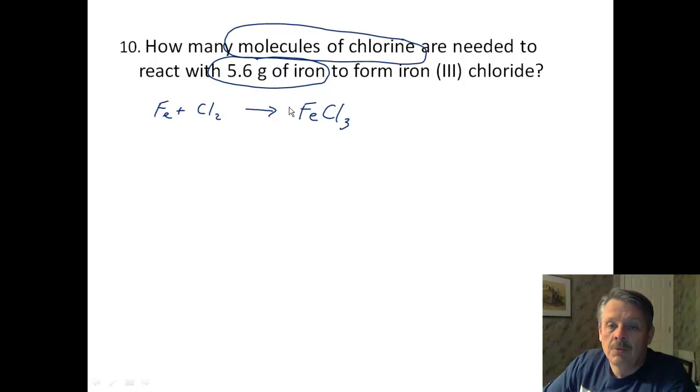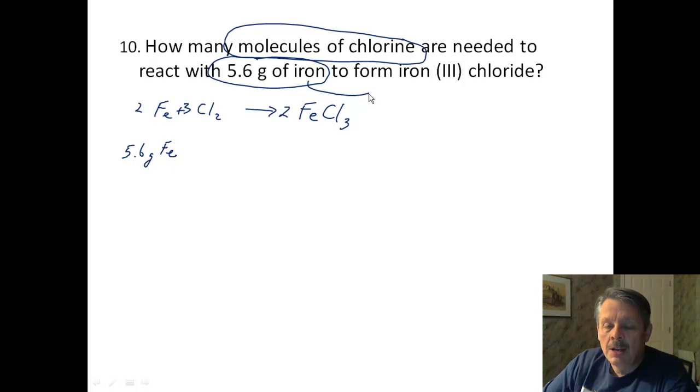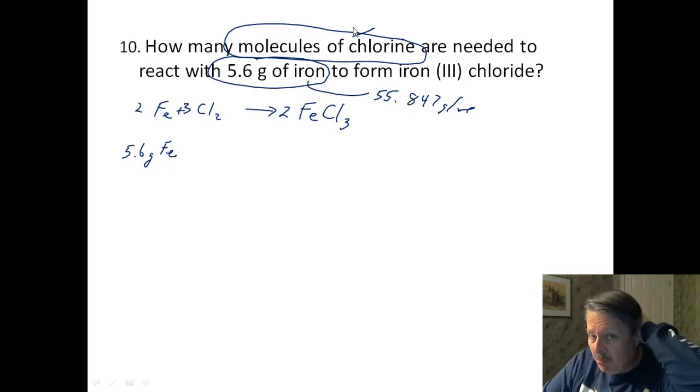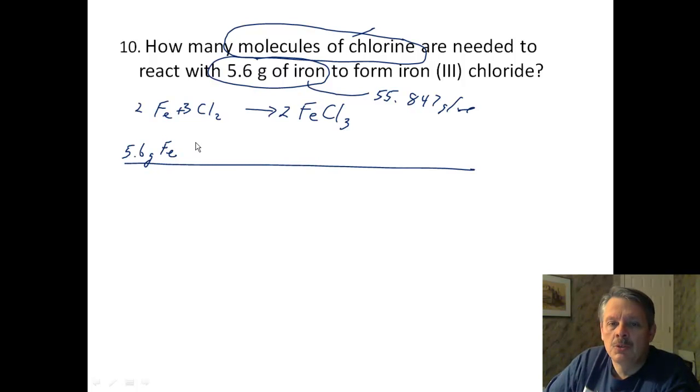Okay, well I've got a 3 and a 2 for chlorine, so I put a 2 there and a 3 there, which means I need 2 irons. So there's my balanced chemical reaction. And I start with 5.6 grams of iron. So I'm going to have to look up iron and see how much it weighs. If I look it up on the periodic table, iron weighs 55.847 grams per mole. Now, I'm looking for molecules of chlorine. I don't need to look that up, that's always 6.02 times 10 to the 23rd.